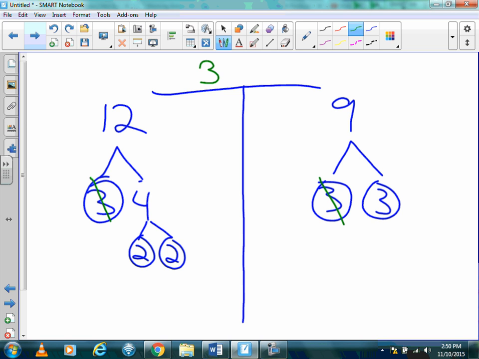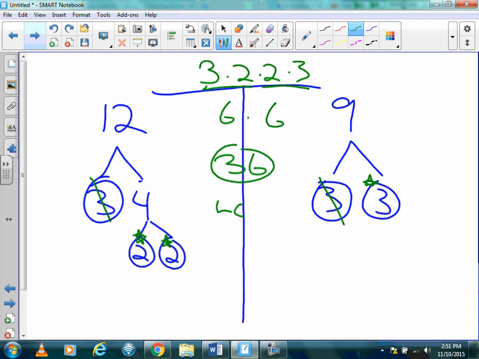I don't have any more matches, so I have to use the leftovers. There's a 2. There's another leftover 2. And there's a leftover 3. Hopefully it's going to be 36. And of course it is. 3 times 2 is 6. 2 times 3 is 6. And 6 times 6 is 36. Least common multiple.